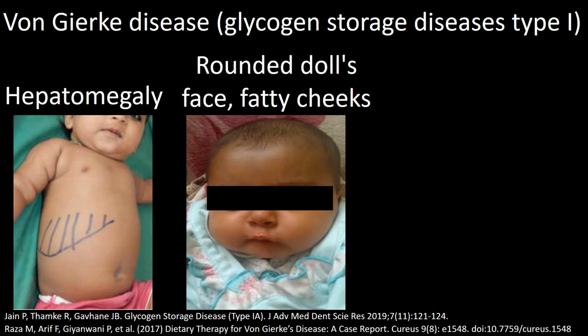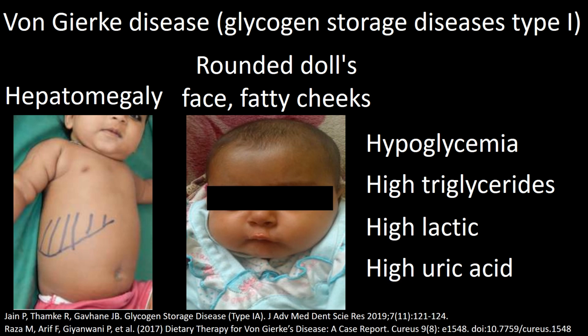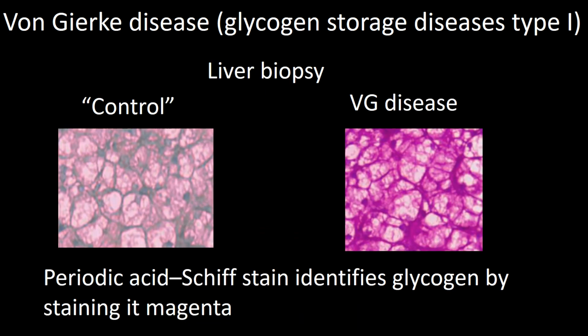The face is round with fatty cheeks. They often have hypoglycemia, hyperlipidemia because low levels of circulating glucose lead to low levels of insulin and subsequent increase in triglycerides. High lactic acid also occurs, and high uric acid because the elevated lactic acid competes with uric acid for transport at the level of the renal tubules. Liver biopsy will stain heavily for glycogen.